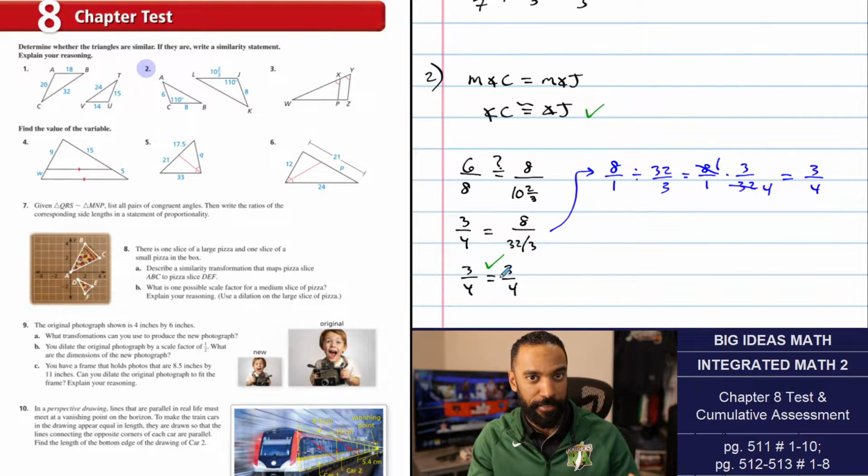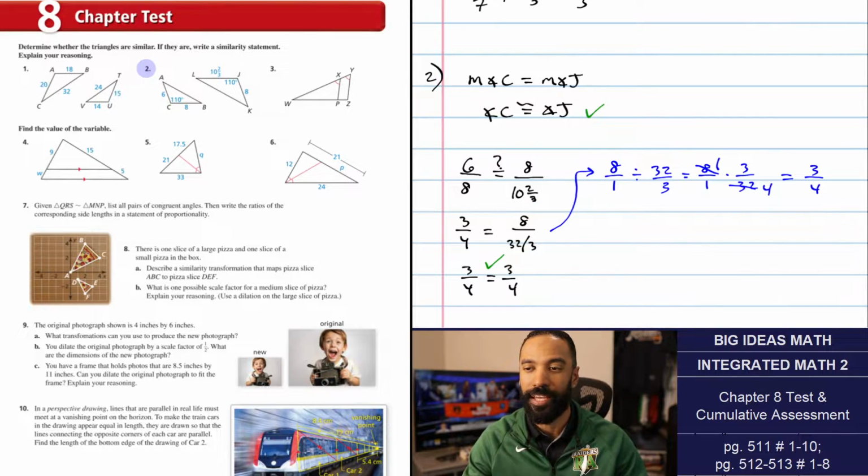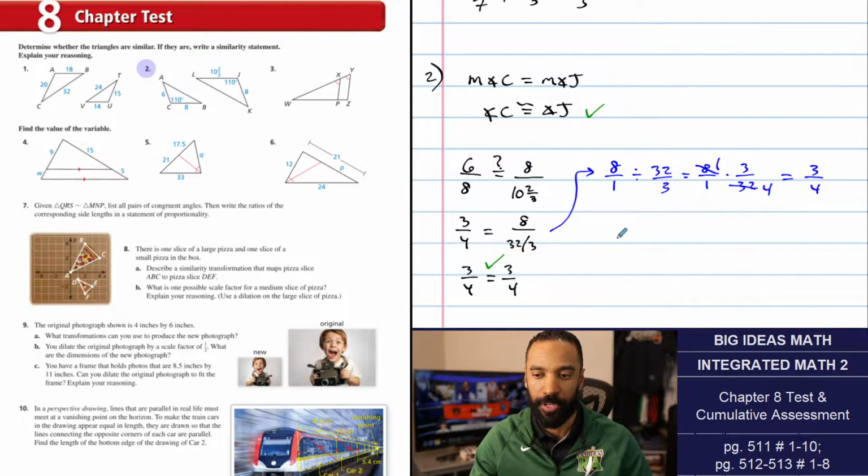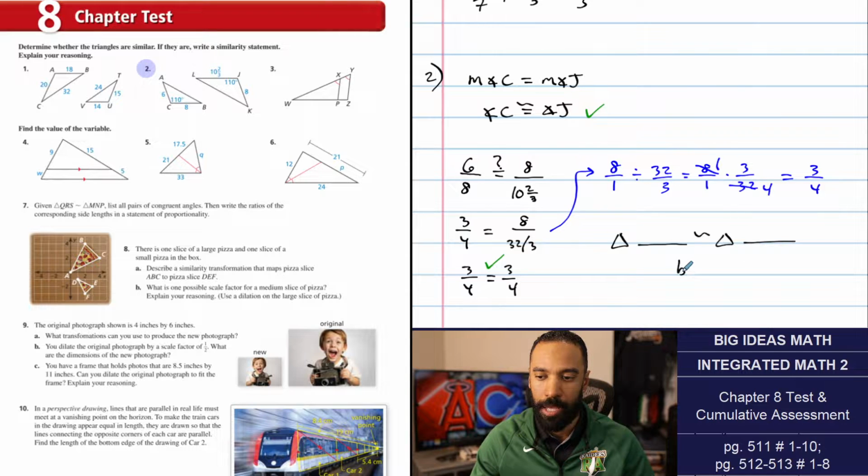Side-side is not enough of a case for something, but side-angle-side is. So these two triangles are similar by side-angle-side. Triangle blank is similar to triangle blank by the side-angle-side similarity theorem.